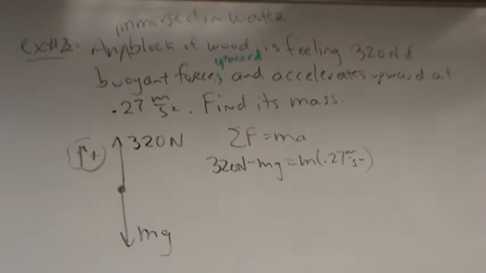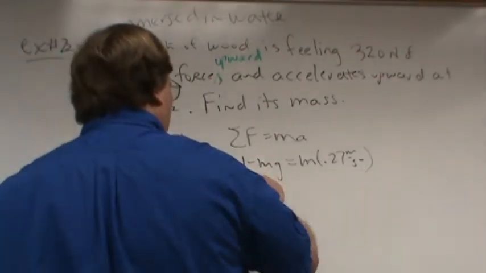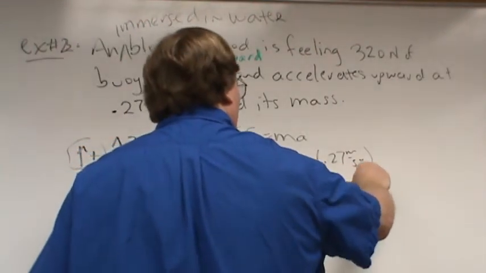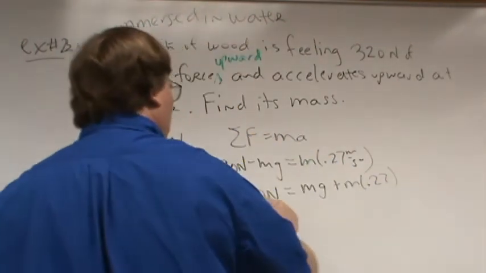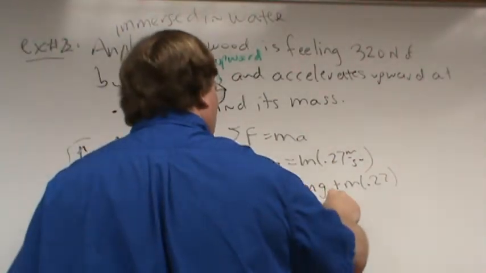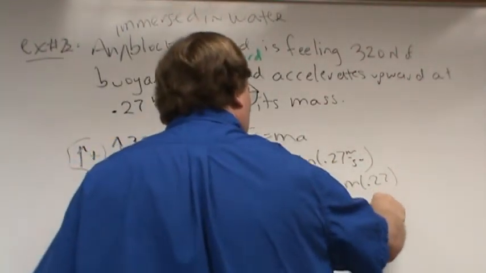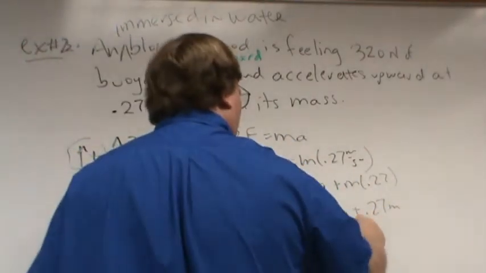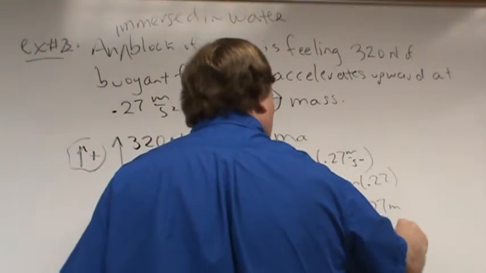Okay? There, you will have gotten most of the points for this problem. Now, some of you are horrible at math, and so you can't solve for m. I'm going to show you how to solve for m. So I've got mg plus m times 0.27, right? I'm going to get rid of the units. So do you see I have 9.8 m plus 0.27 m? Which means I can factor the m out and have 9.8 plus 0.27.